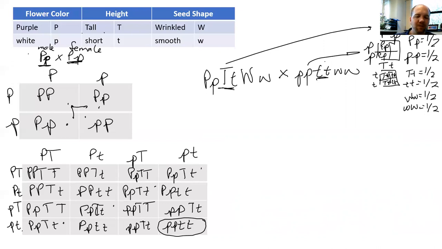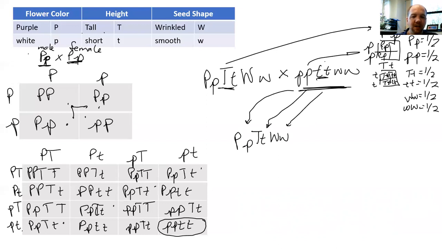So I can say, okay, what's the probability, based on these parents, of getting an offspring that is purple, tall, and wrinkled, just like one of the parents? So in this case, there's only going to be one way to get that. It's going to be big P, small p, big T, small t, and big W, small w. And the reason that's going to be true is because this parent is homozygous recessive for all the traits. So all it can give is the recessive traits. So the dominant trait has to come from the other parent. There's no other way around it in this case.